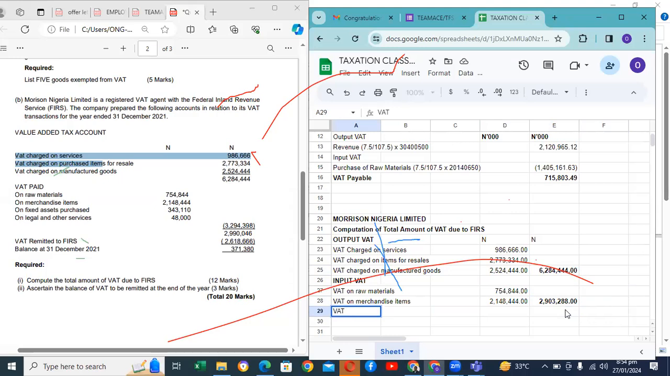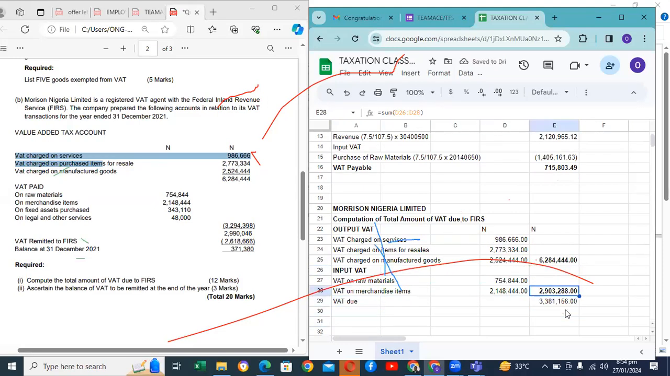We deduct output from input. VAT due is how much? We have this minus this, right? That's how they compute the amount due to FIRS. So that's the amount due to FIRS. That's what we've just done.